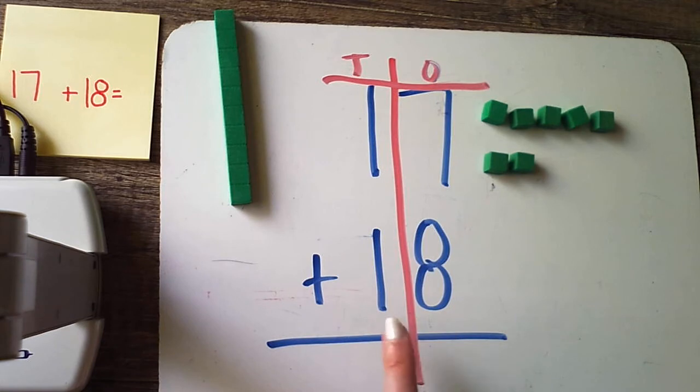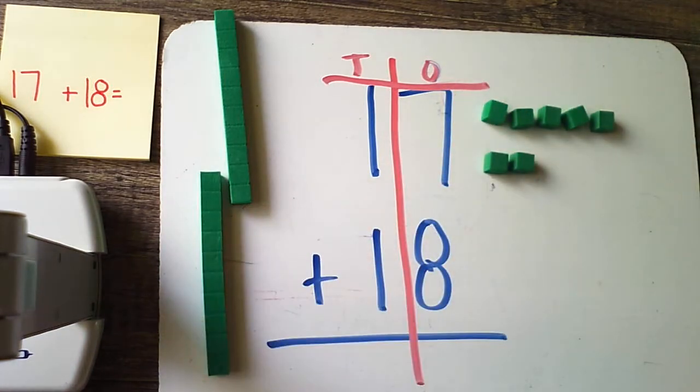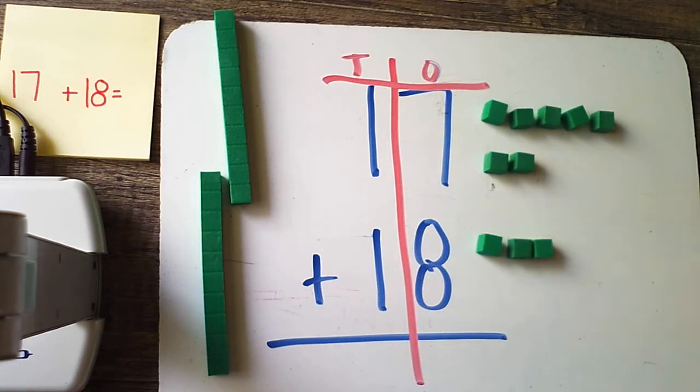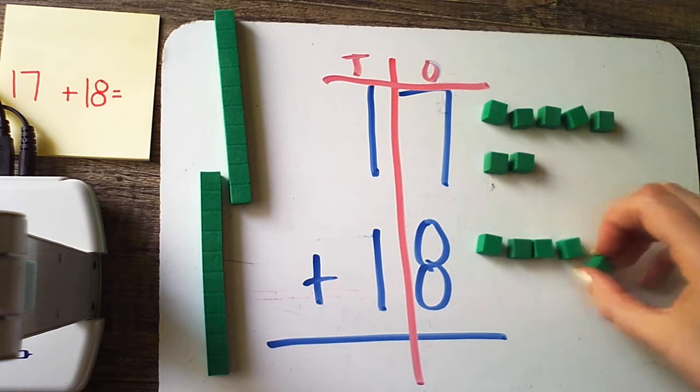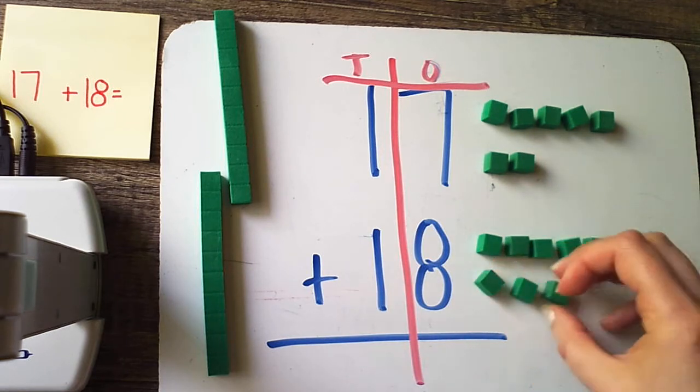We have 18. 18 is made up of 1 10 and 8 1s. Here's my 1 10. And now let me grab my 8 1s. 1, 2, 3, 4, 5, 6, 7, 8.